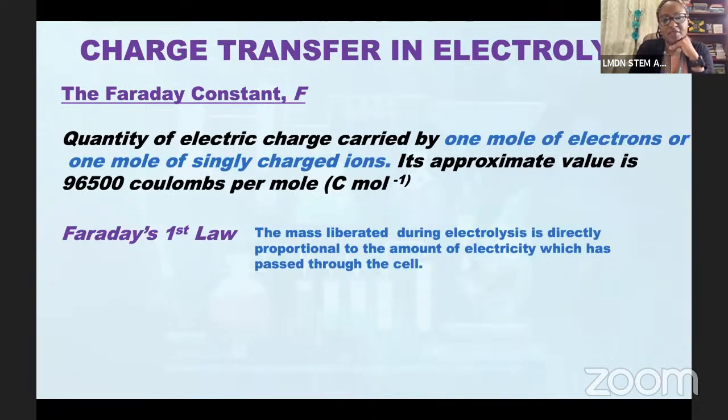So here we have the statement of Faraday's constant again. And we have Faraday's first law here as well, which states that the mass of whatever your substance or compound is, that gets liberated either at the anode or the cathode during electrolysis is directly proportional to the amount of electricity which is passed through the cell. So the more electricity you pass through the cell, the more mass of stuff you'll get. If you want a large mass deposited at your anode or cathode, you have to flow a lot of electricity and for a long time, right? That's essentially what Faraday's first law says.